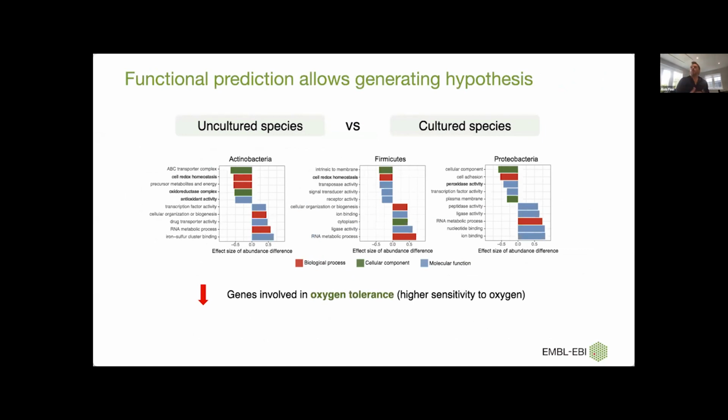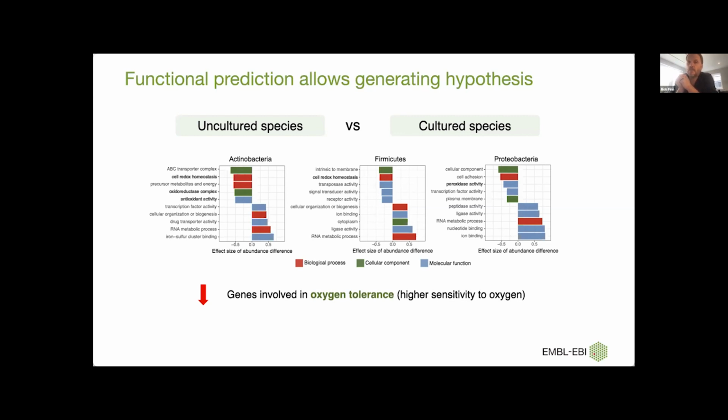So we now have all of these genomes. We started to ask questions about why they have not been isolated before. And what we've got here is different phyla, separating those into cultured versus these metagenome assembled genomes or uncultured. And what you have here are 3 phyla where we've looked at effect plots of different functional groups. If you're in the positive direction, you're more common in isolate genomes, and in the negative direction, you're less common in these metagenome assembled genomes.